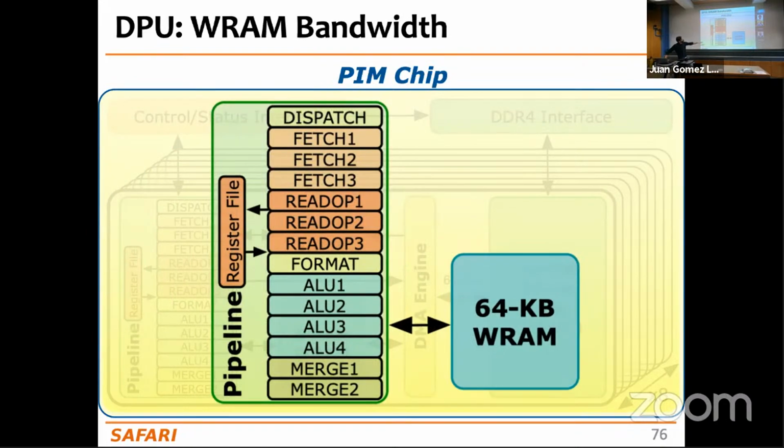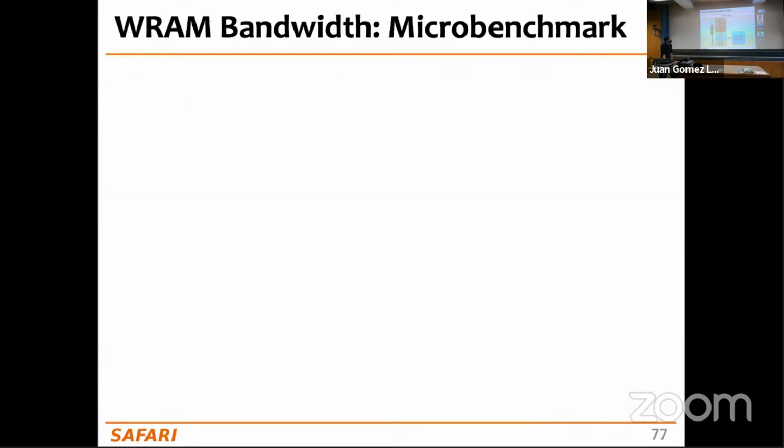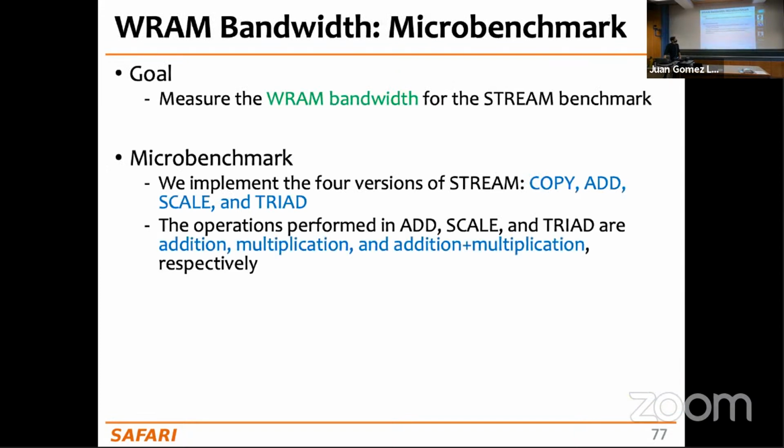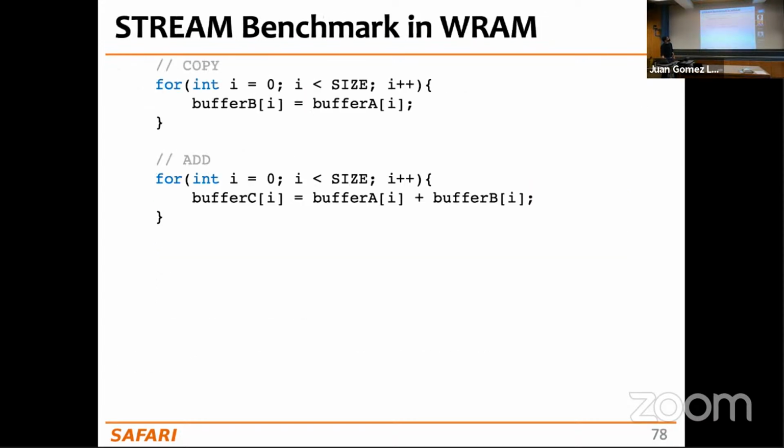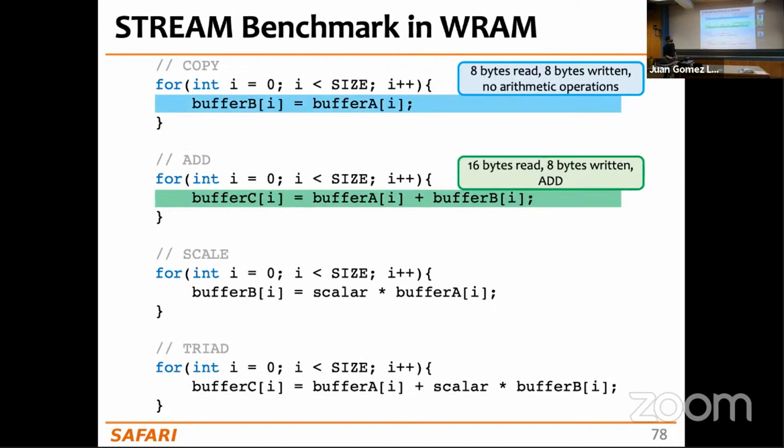Okay, then we also measure what's the bandwidth to WRAM from the pipeline. And to do so, we also create one micro benchmark. In particular, we create the STREAM micro benchmark, which is a very common way of measuring peak bandwidth for different types of operations in memory for different computing systems. You can find versions of the STREAM benchmark for CPUs, GPUs, etc. And that's what we did here in this analysis of the WRAM bandwidth. Let me very briefly show you these micro benchmarks. It's a very simple thing, as you can see.